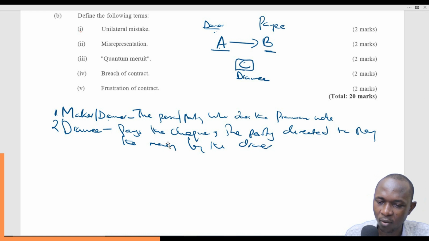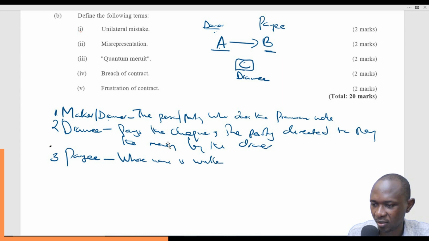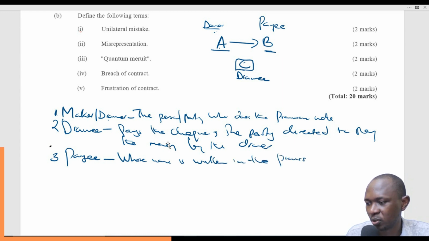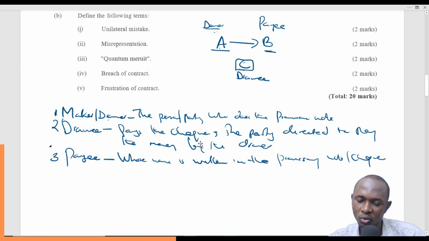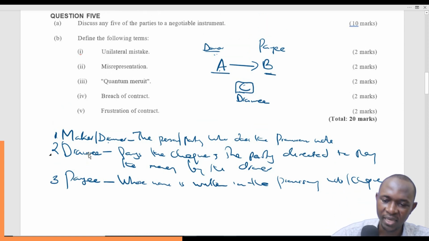And then we say the one who is being paid is the payee. So the payee is the party whose name is written in either the promissory note or the check. The one who is supposed to be paid, the one who is going to receive the cash.